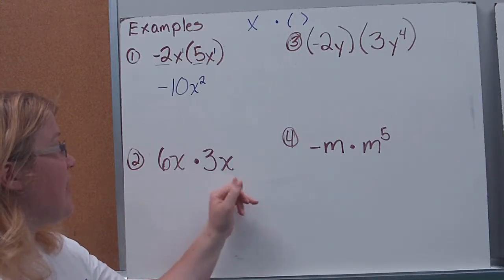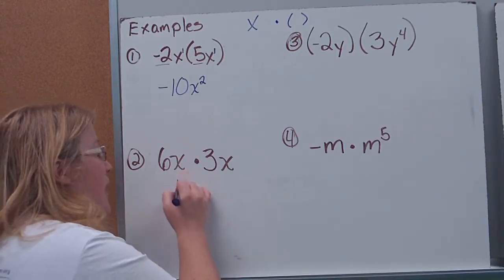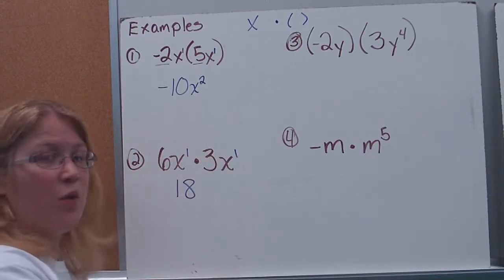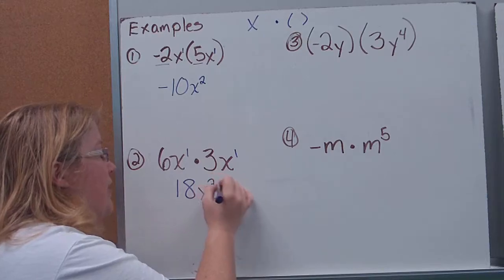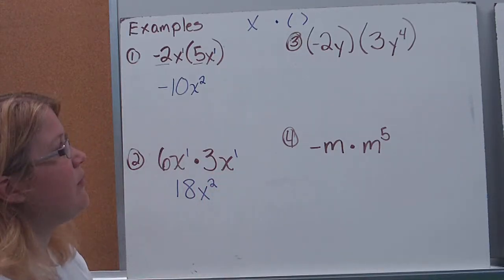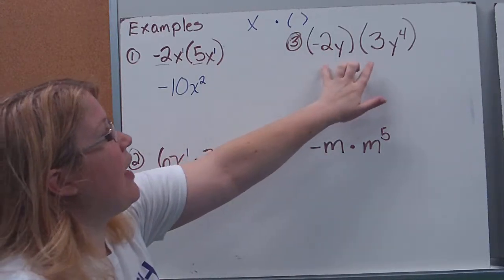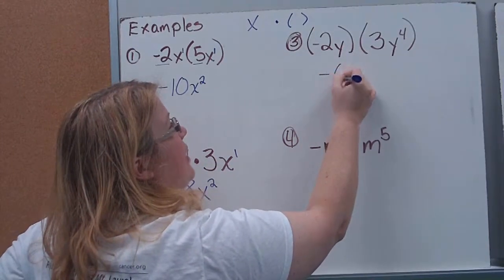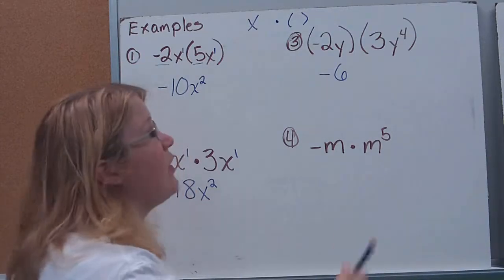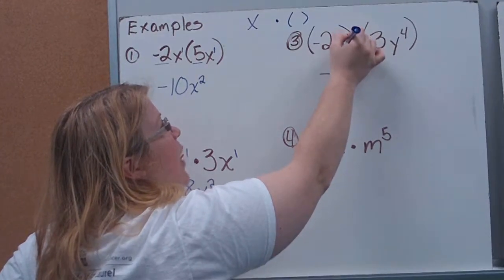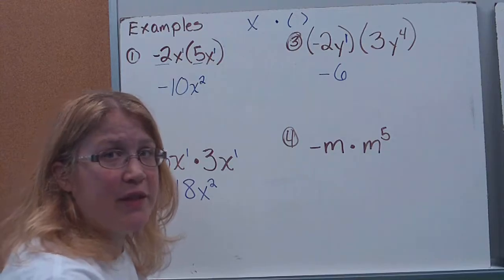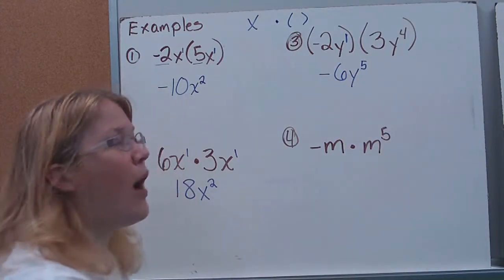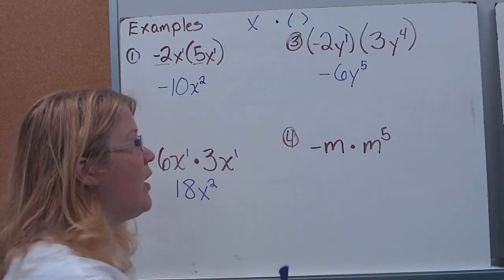Here I have 6x times 3x. So again, 6 times 3 gives me 18. Again, remember we have those implied 1s. 1 and 1 is 2. X to the second power. Okay. So up here, I have negative 2y and 3y to the fourth. So negative 2 and 3 is going to give me a negative 6. Y to the fourth times y, again, remember, implied 1 to the first. 4 and 1 is 5, so negative 6 y to the fifth power.